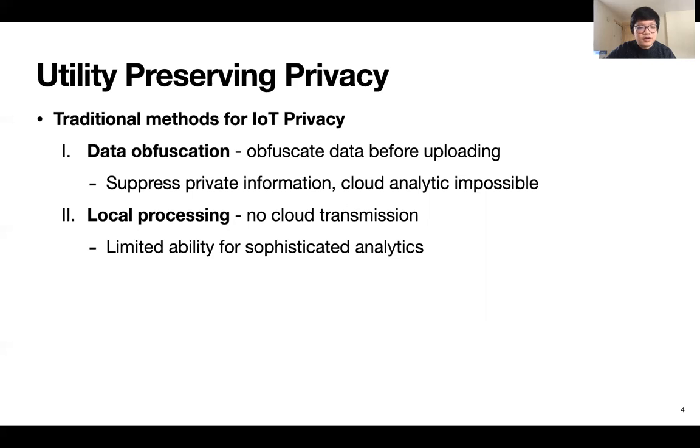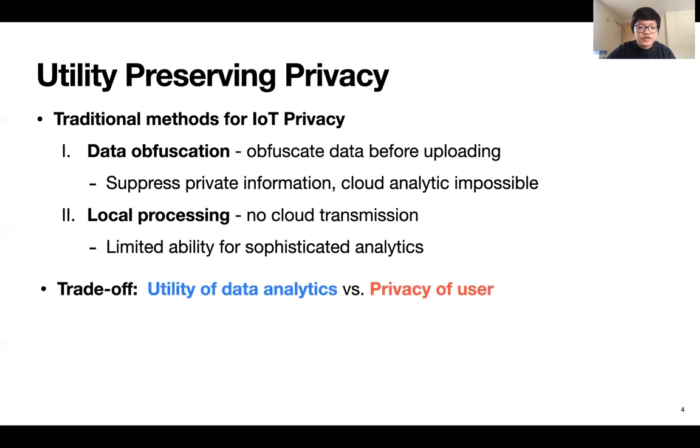The second method to prevent privacy leakage is local processing. So the idea is to not upload anything to the cloud at all and perform analytics locally. Obviously, this is safer, but it limits the ability to do some sophisticated analytics because of the lack of computational power or lack of comparative analytics across the users. So there is always a trade-off between utility and privacy. If you want one, you lose another.